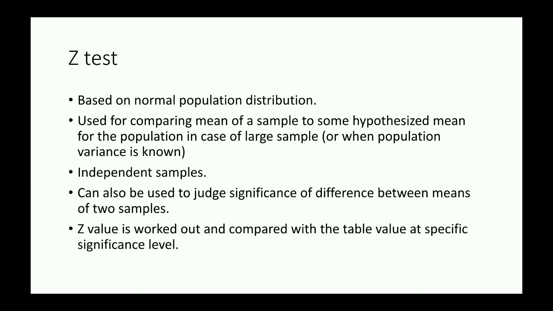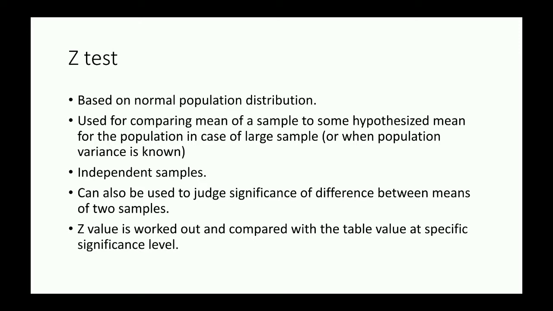Z-test can also be used for comparing the means of two independent samples. Suppose you want to see whether the performance of male employees or male students is statistically different from the performance of female students or female employees. The two independent samples can be tested using z-test. However, paired samples are usually not tested using z-test. It is possible to test them, but usually z-test is used for testing independent samples only.